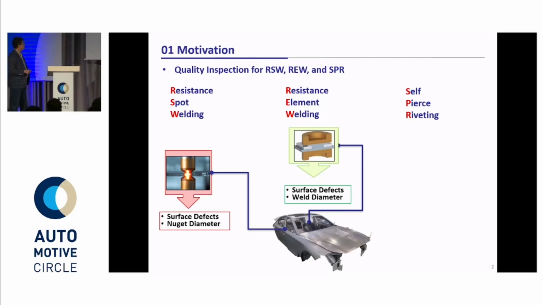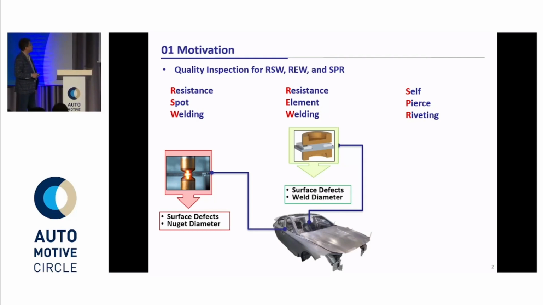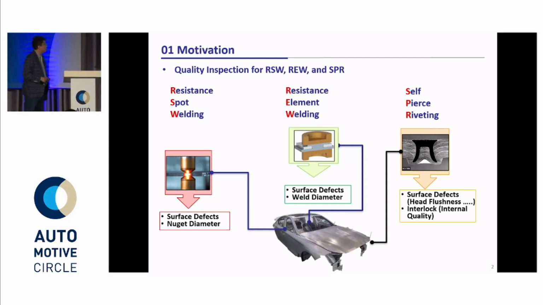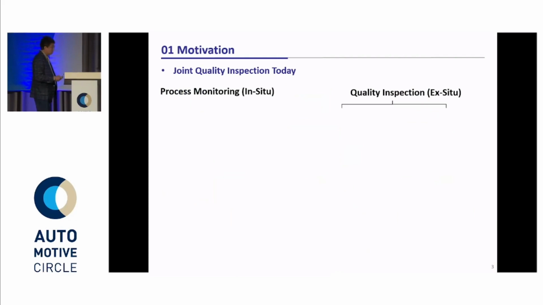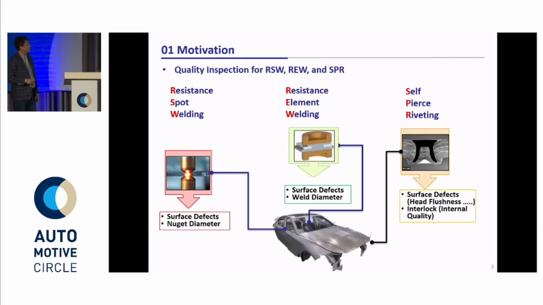In case of resistance element welding, also the same for the surface defects need to be controlled. At the same time, the weld diameter between the element and the bottom steel sheet needs to be large enough to also guarantee a high strength joint. And lastly, self-pierce riveting is the fastening technology you also know very well. The surface defects need to be controlled, such as head flushness and bottom thickness. And also the internal quality will be the interlock, which is a very important quality for the strengthening mechanism. So all of these require guaranteeing very good quality.